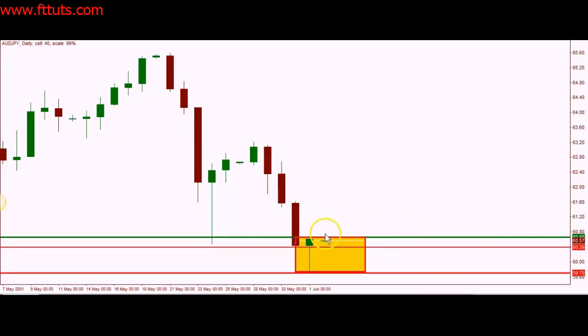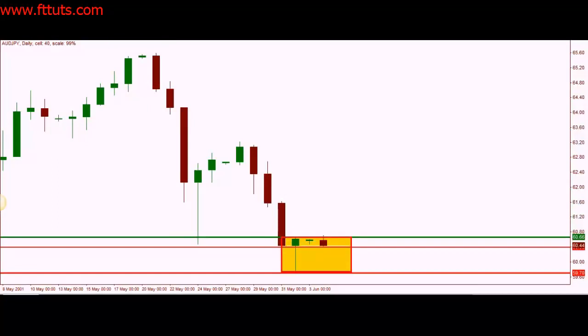All right, so with that trade to the upside here, right at this level, let's see what the market does. So I would have been triggered in right here. My trade is triggered. My stop loss is way down here.